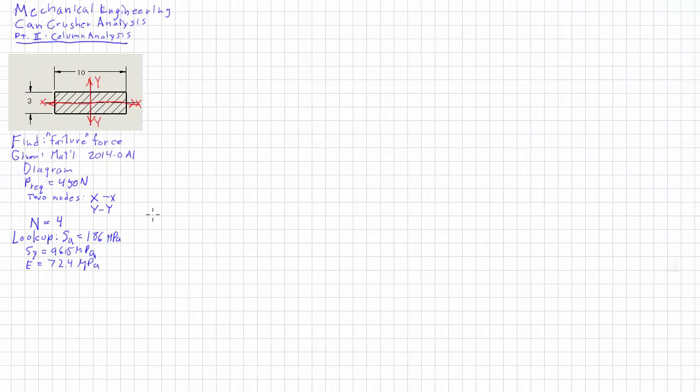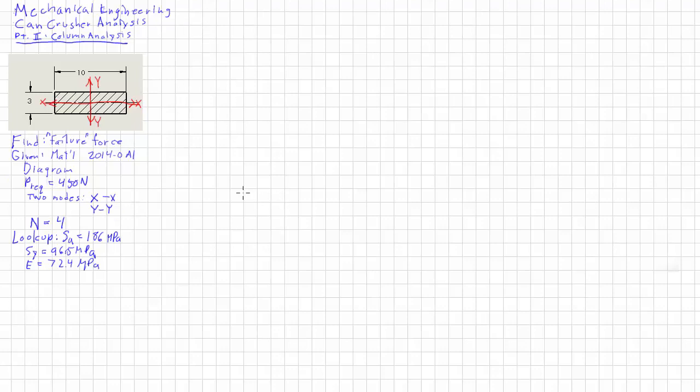Okay, so our problem is set up. We know what we're looking for. We have our requirements and the key things that we have to consider. So we've got the axis of motion and our design factor. So let us look at it first from an XX point of view.